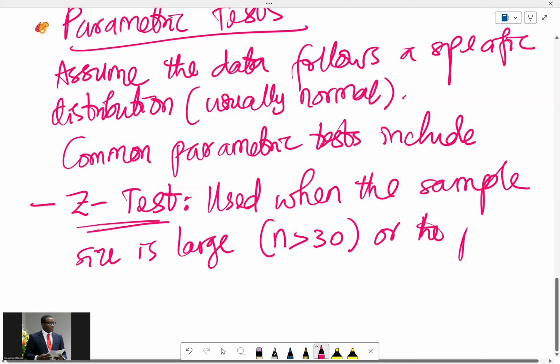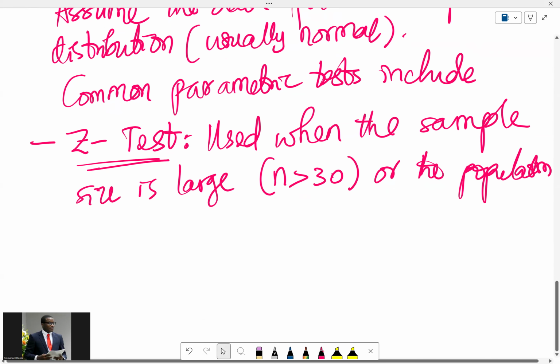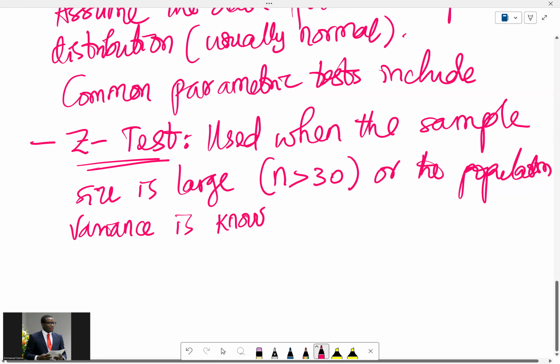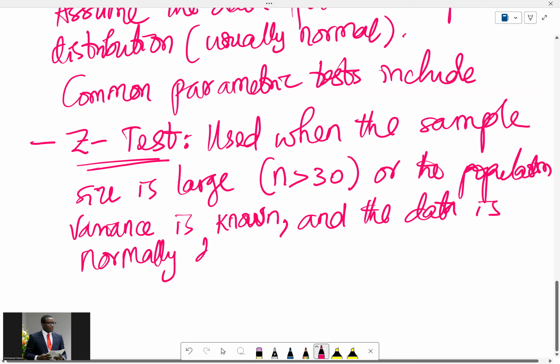or the population variance is known. So if you know the population variance, that's another condition for using a Z test. So the sample size is large, that is n greater than 30, or the population variance is known. I think this n should even be greater than or equal to 30. So 30 upwards, you can use Z test. Or the population variance is known. And again, the data is normally distributed.